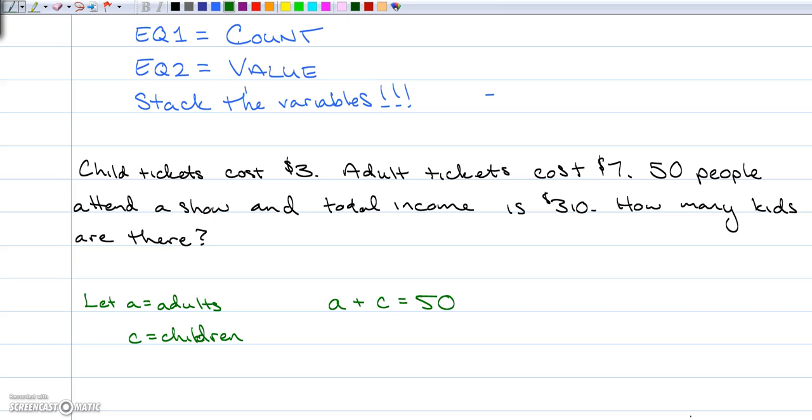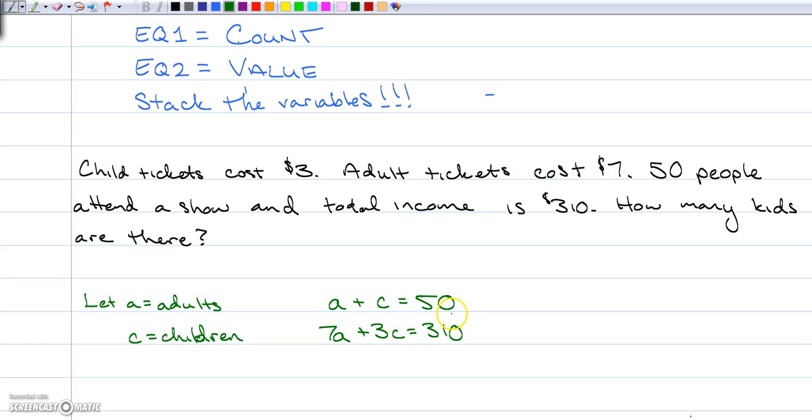Now we want to talk about money. Jillian, how much is it for an adult to go to the show? Just $7. So we put the 7 next to the A. How much is it for a child to go to the show? $3. So attach the 3 to the C. How much money is it?